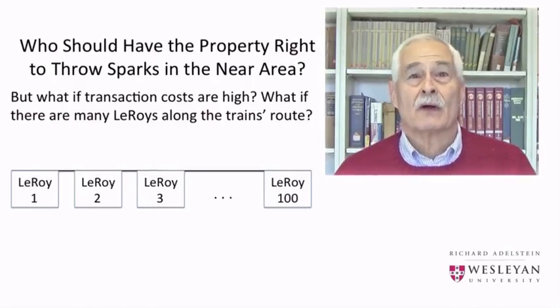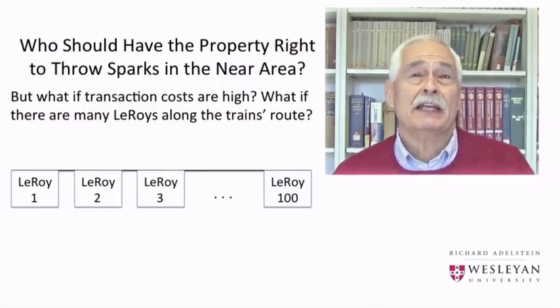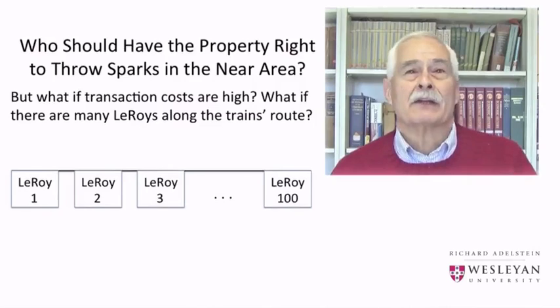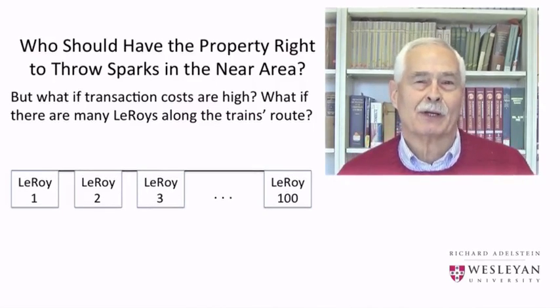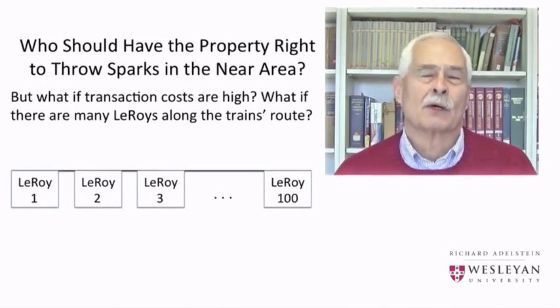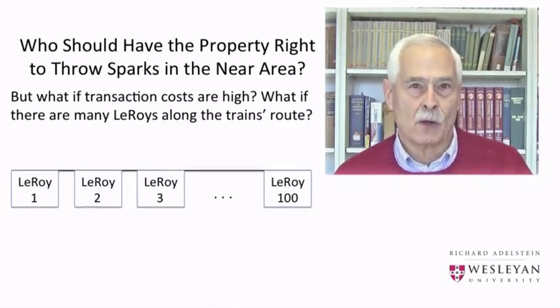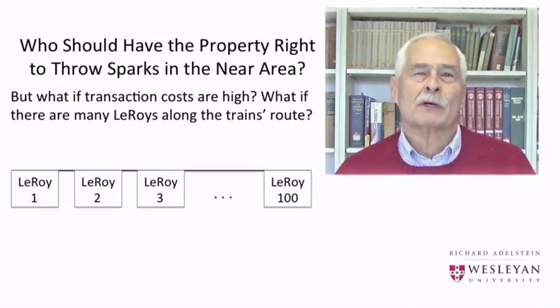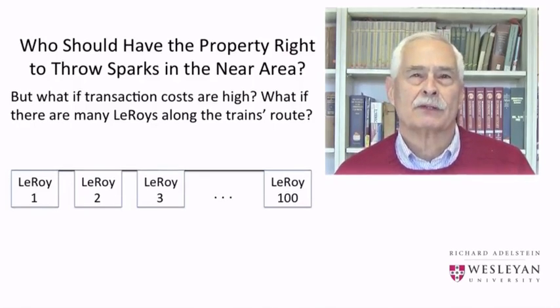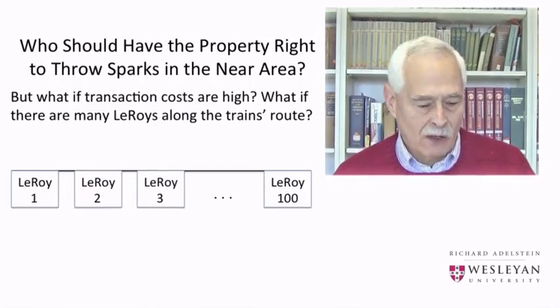transactions costs. So, we'll assume in this case, rather than there being just one LeRoy with whom the railroad has to bargain, there are 100 LeRoy fiber companies, each of them identical, each of them spaced out perhaps by a mile in the area between Chicago and Minneapolis. So, as you can see on the slide, I've drawn 100 LeRoy fiber companies, each lying along the track, so that the railroad must now come to terms not with just one of them over the purchase of the right to throw sparks, but to purchase that right from all of them.